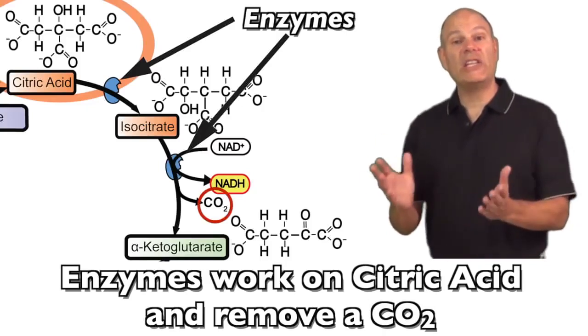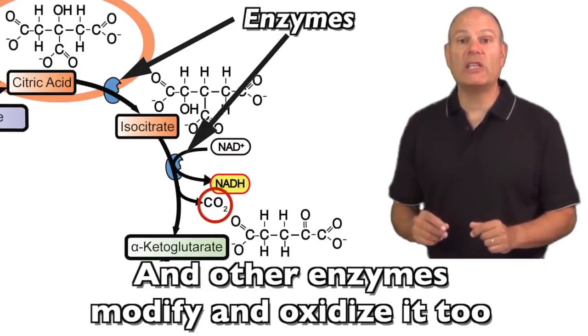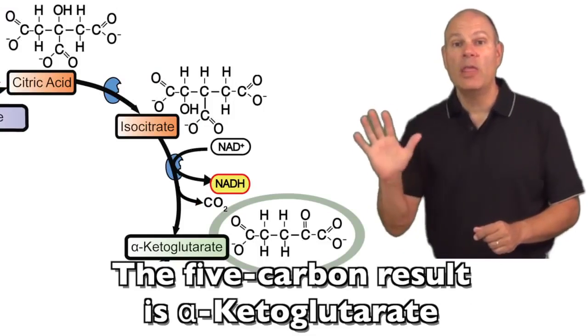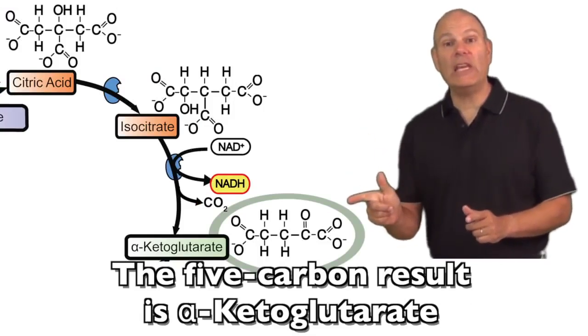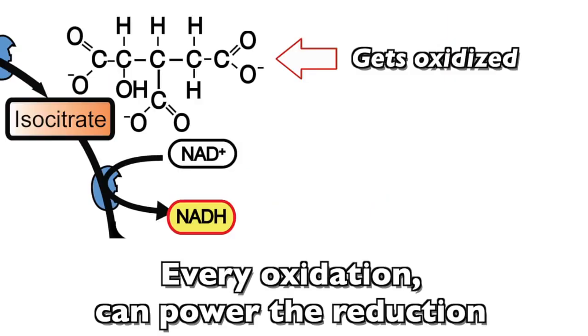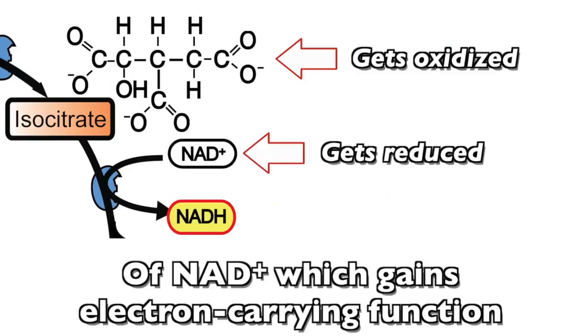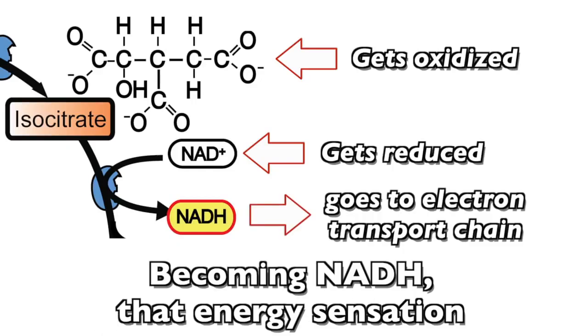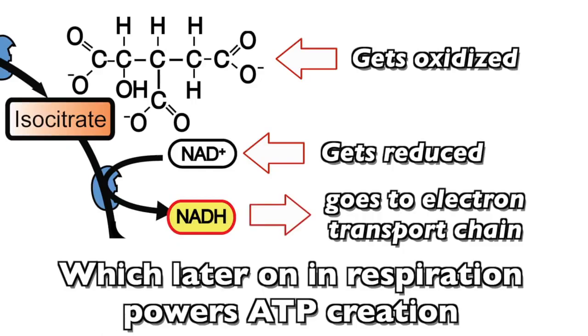Enzymes work on citric acid and remove the CO2, and other enzymes modify and oxidize it too. The 5-carbon result is alpha-ketoglutarate. Krebs cycle, it's so great. Every oxidation can power the reduction of NAD+, which gains electron carrying function, becoming an NADH, that energy sensation, which later on in respiration powers ATP creation.